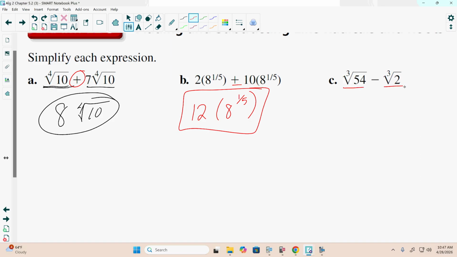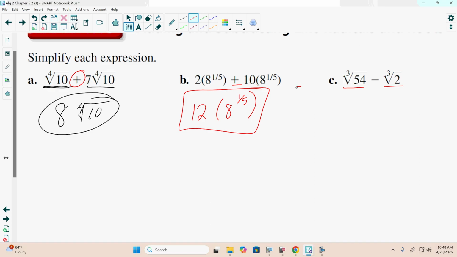However, for the next one, the cube root of 54 minus the cube root of 2, we need to be able to subtract these from each other. But unfortunately, we cannot subtract them in their current form, because those radicals are not the same. So what we need to do is simplify or rewrite the cube root of 54. Now, we can do this as we did the other day.